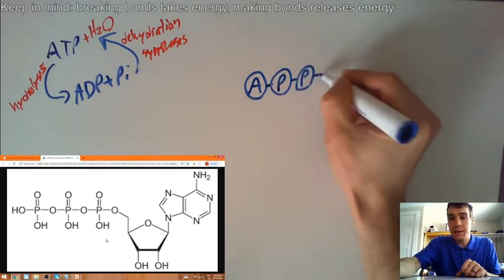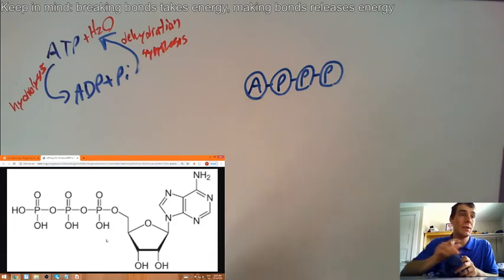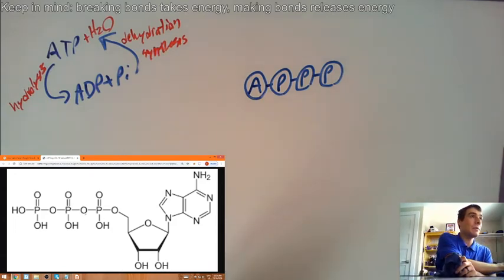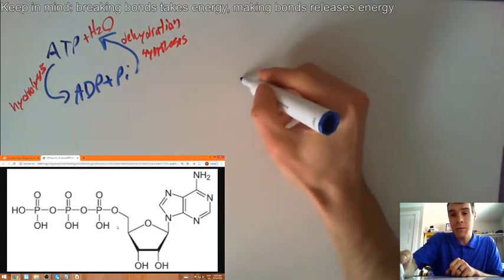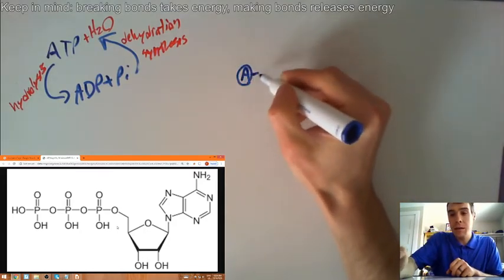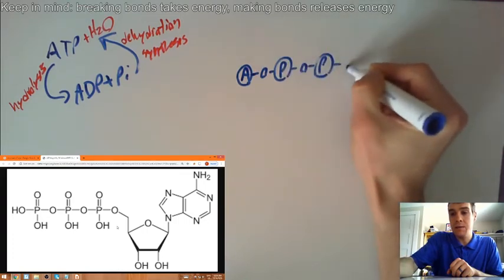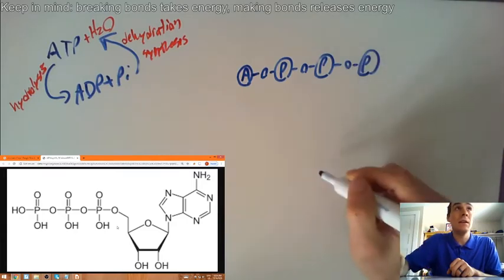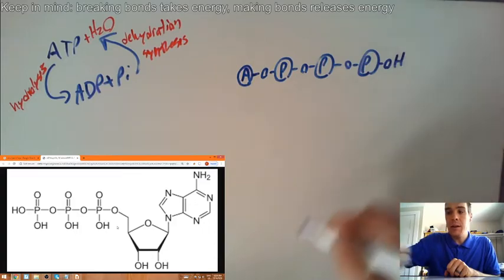You'll often see something like this, APPP, but I find that that doesn't tell you the whole story because it's missing the oxygen bridges. When we look here, there's 2 oxygen, 3 oxygen bridges along the way. So let's actually redraw this a little bit better, where it's A to an oxygen bridge to a phosphate, to an oxygen bridge to a phosphate, to an oxygen bridge to a phosphate, right? And that phosphate has an OH on it.